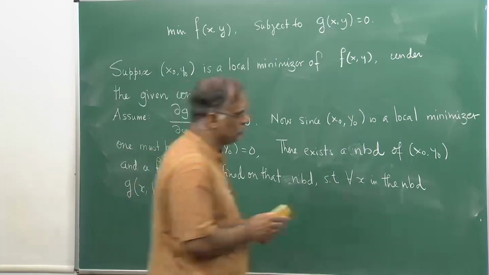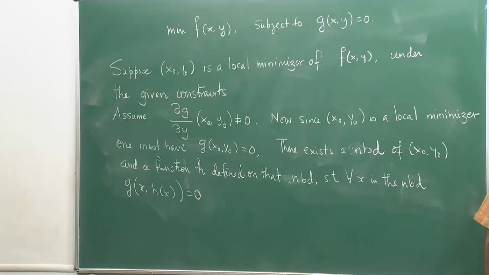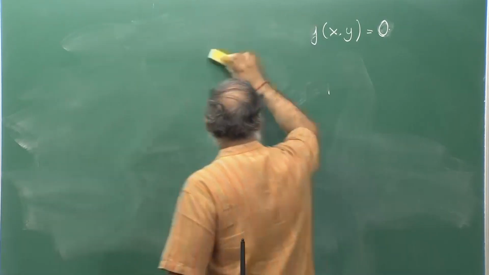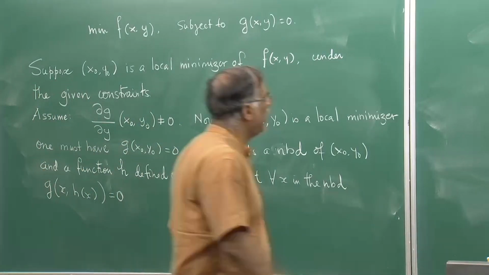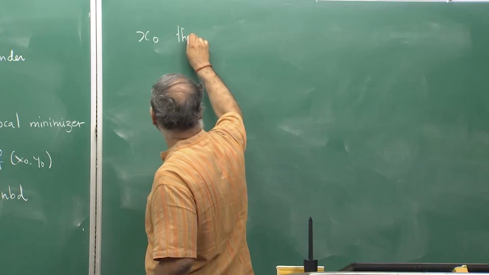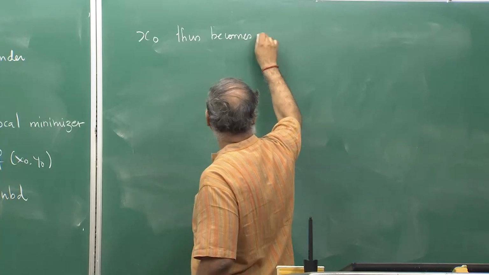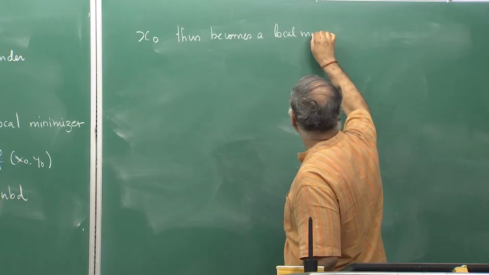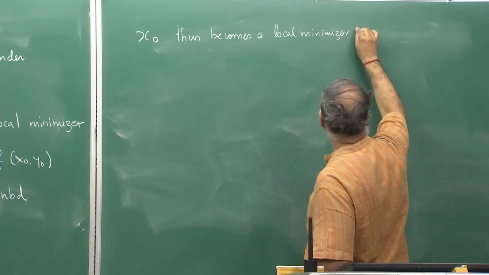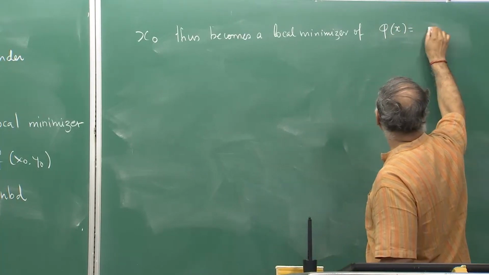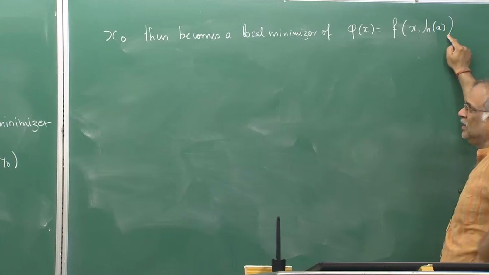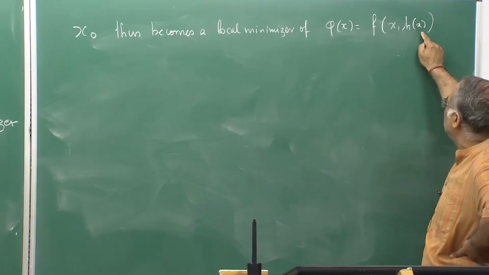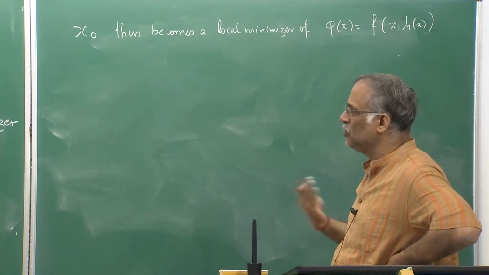Which means now in that small neighborhood around x naught y naught, we have an explicit representation: y can be represented as h of x. Thus x naught becomes a local minimizer of phi of x equal to f of x, h of x. So we have replaced y with h of x. In that local zone x naught is the minimizer, because x naught y naught is the local minimizer, and h of x naught has to be y naught.